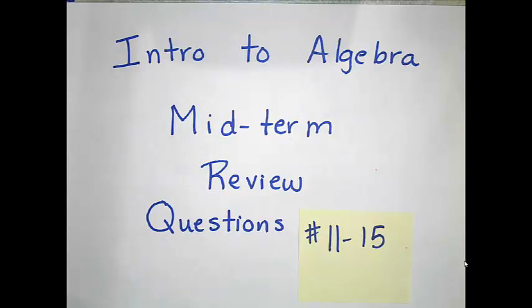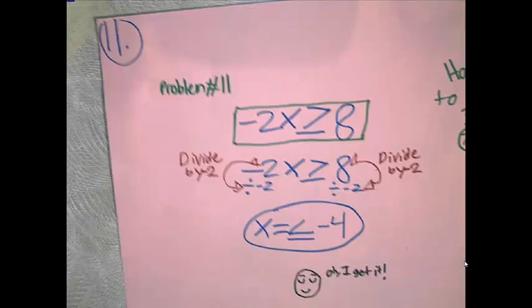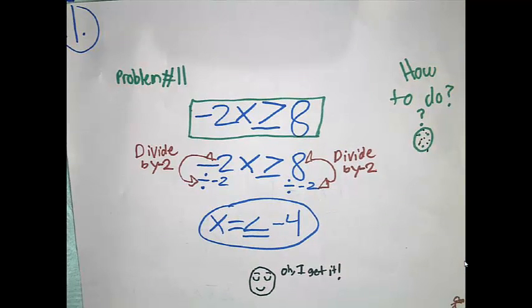Intro to Algebra Midterm Review, questions 11 through 15. Number 11. The problem states that negative 2x is greater or equal to 8. The first step I had to do was divide both sides by negative 2. After I did that step, 8 divided by negative 2 is negative 4. And I had to flip the sign. The reason being, if you divide both sides by a negative, the sign has to switch.